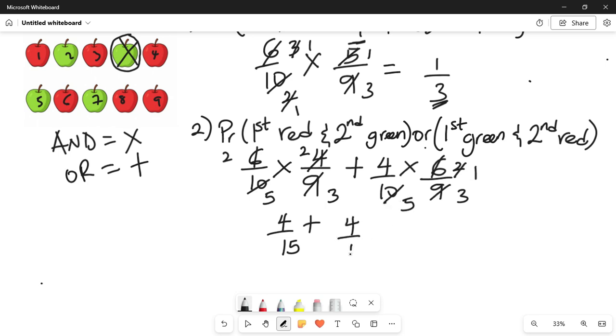So the LCM here is 15. So that's 4 plus 4, and that will give us 8 over 15. So the probability of picking one green and one red is going to give us 8 over 15.